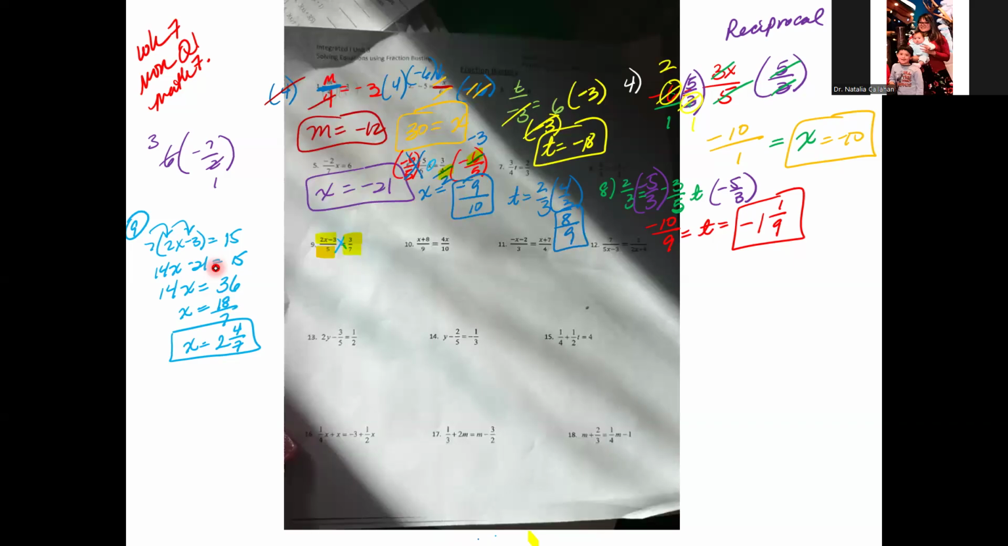What's your answer? You could do 18 divided by 7. Okay, 2 and 4/7.